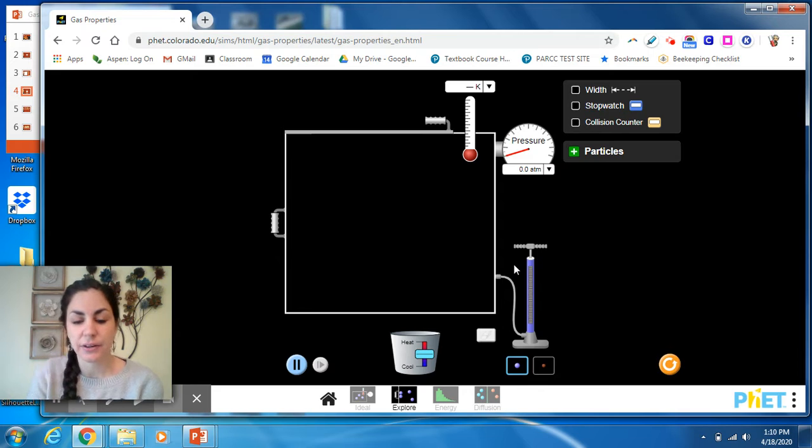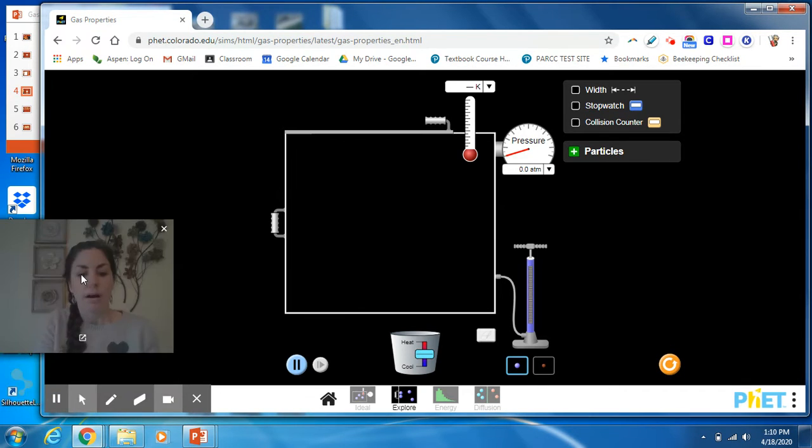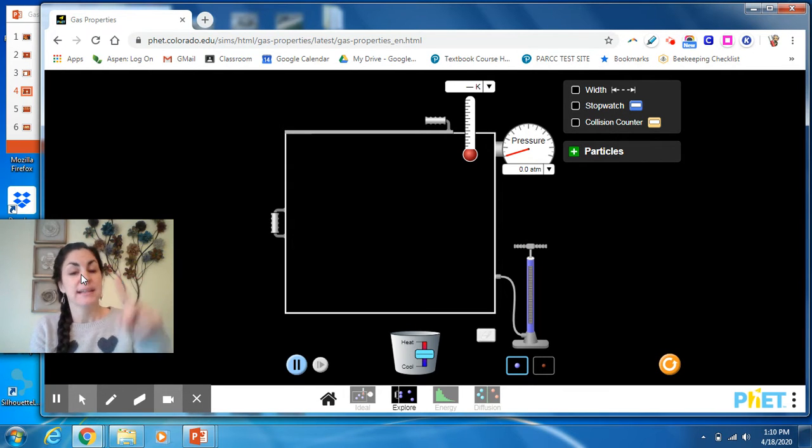This is a simulator, and this simulator is going to demonstrate for us just how gases behave. Gases move really fast. Gases are very far apart from each other. So number 1, gases behave like fluids. Let's see what that means.